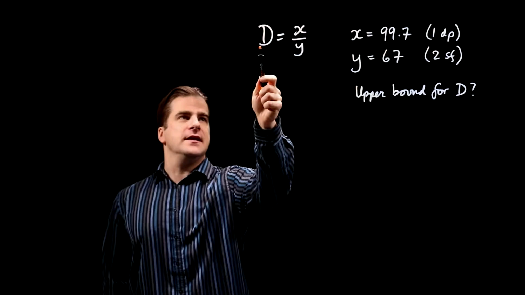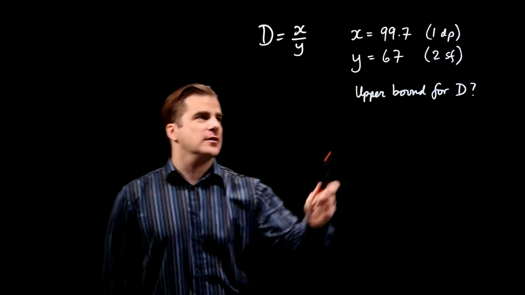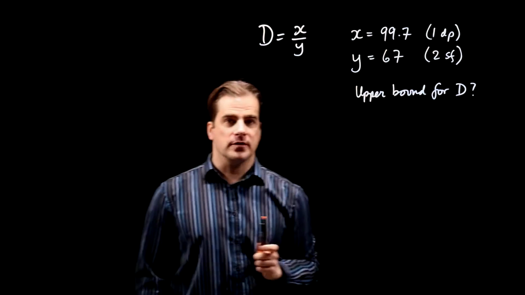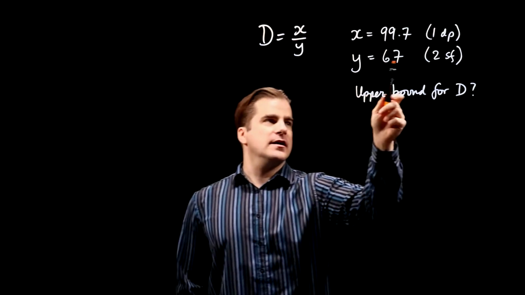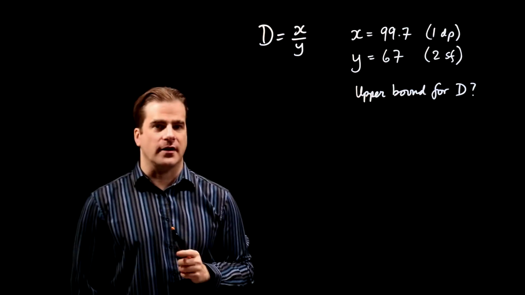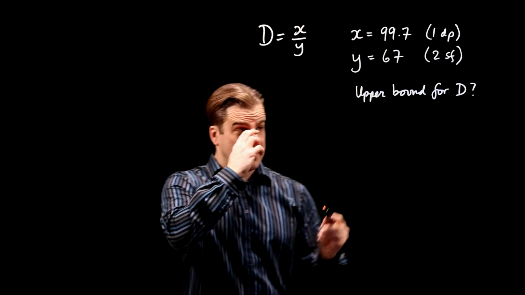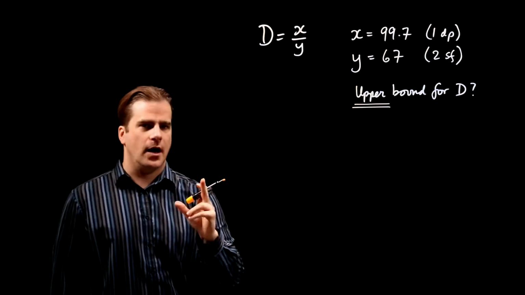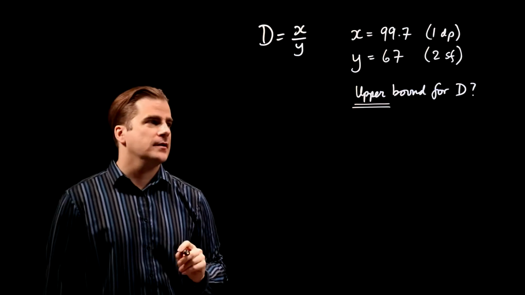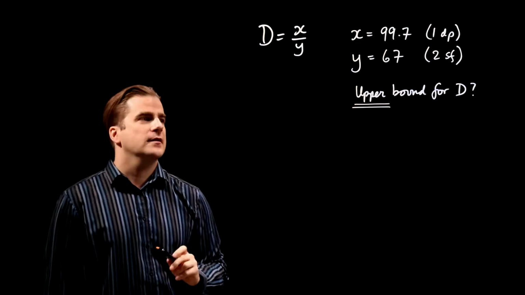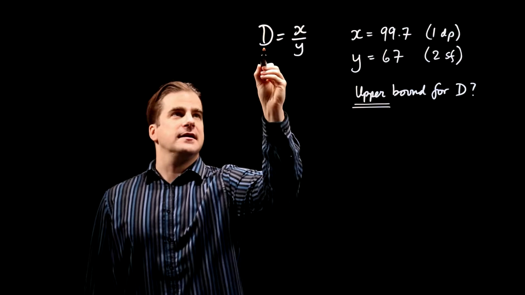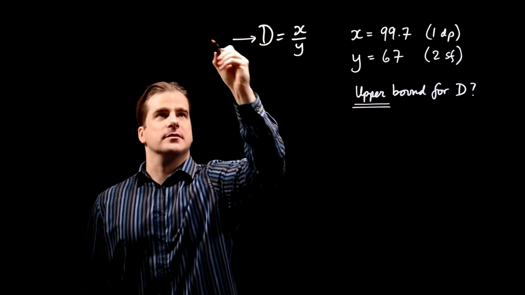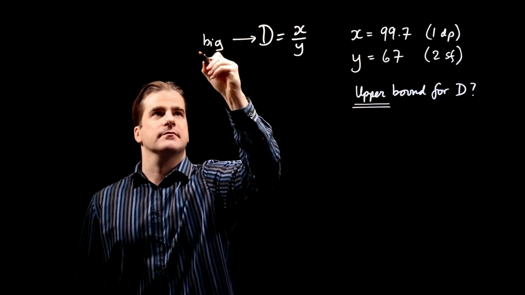Right, D is x over y. We're told that x is 99.7 to one decimal place and y is 67 to two significant figures. And we have to work out the upper bound for D. Right, upper bound, not lower, upper. So that means we have to make D as big as possible, okay?